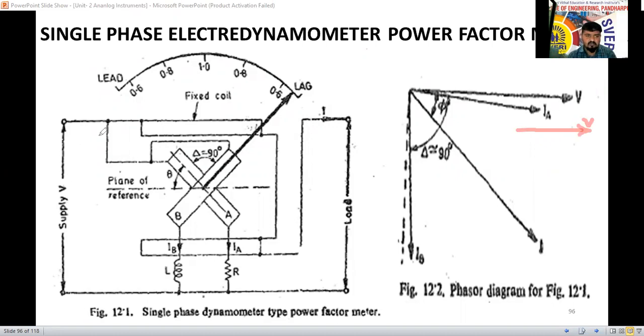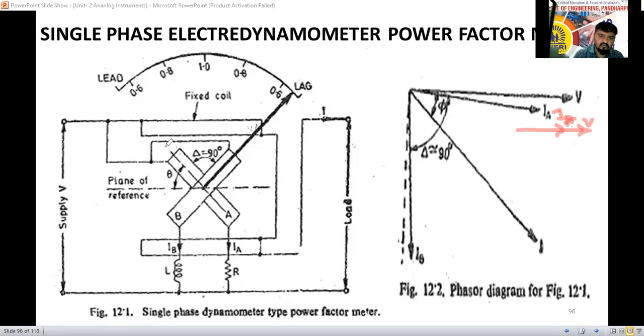Now the current will start to flow. At this point, the current will flow through coil A. The current flowing through the resistance is Ia. For the resistance load, both are in phase, so the current Ia is in phase with the voltage. That is called Ia.